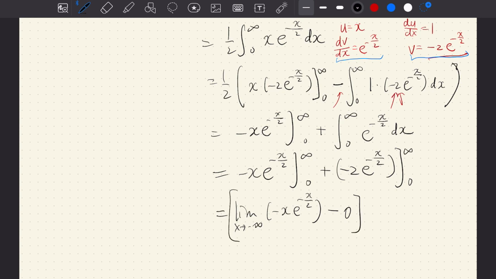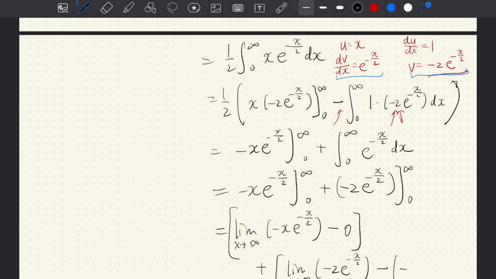And for the second expression, you plug in infinity. So the limit as x goes to infinity of negative 2 e^(-x/2), minus what you get when you plug in 0. That is negative 2 times e^0, and e^0 is 1, so this is negative 2.